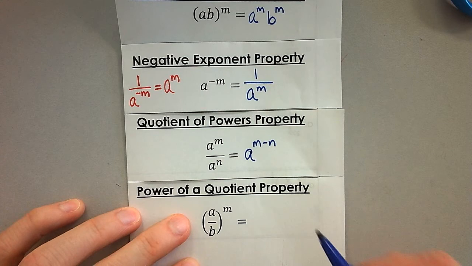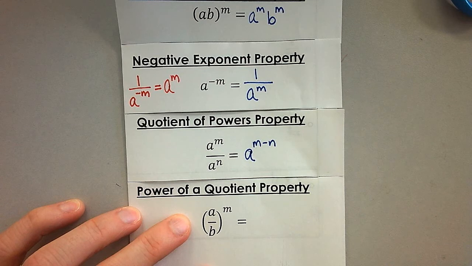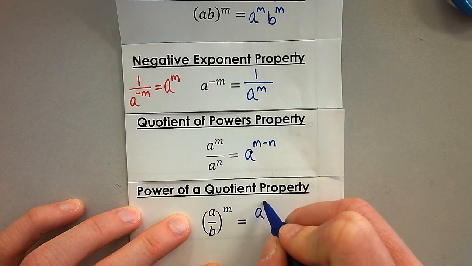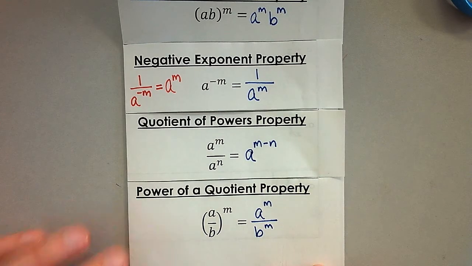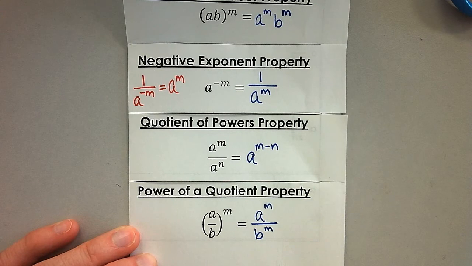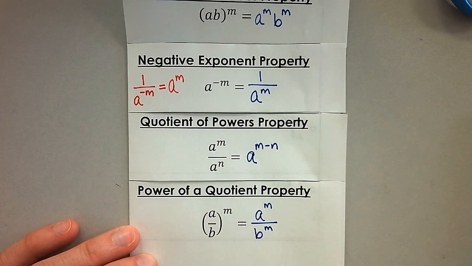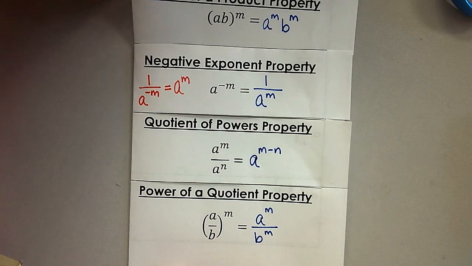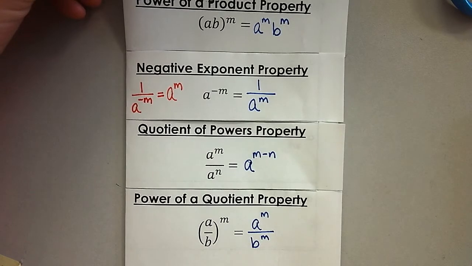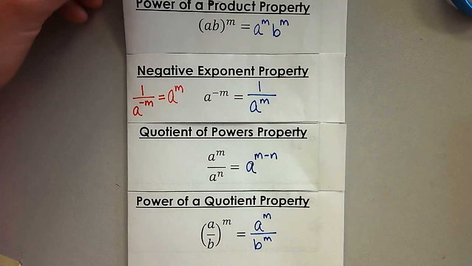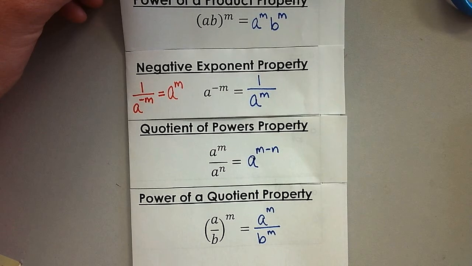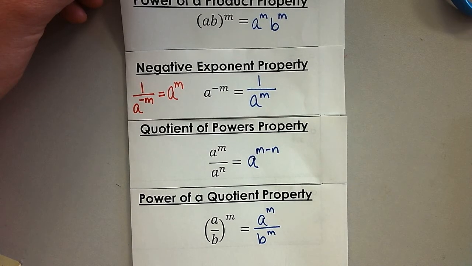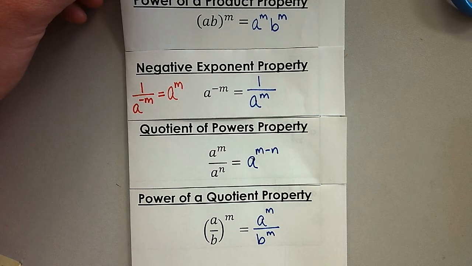Okay, power of a quotient, this is similar to power of a power, or power of a product, sorry. That is a to the m over b to the m. Fantastic. You have to memorize all these things. Not the names of them, but you need to know what happens. It won't be matching a property to its name. It'll just say simplify using the properties of exponents.